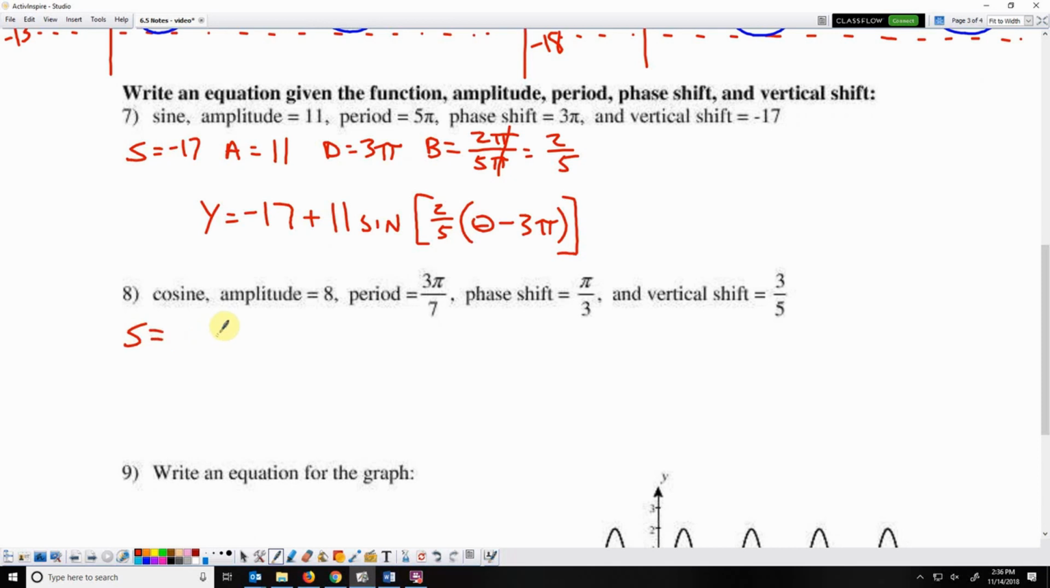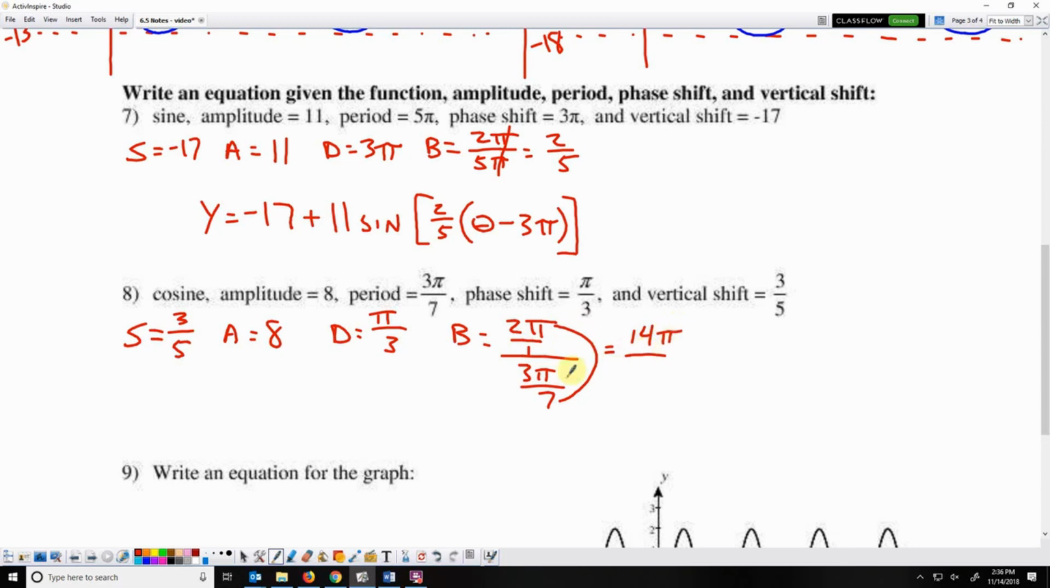Okay, again, S, A, D, and V. Vertical shift, 3/5. That's my sinusoidal axis. Amplitude, 8. Displacement, phase shift, pi over 3. V is 2 pi over the period. I'm going to put that over 1 over 3 pi over 7. 14 pi over 3 pi. So V is 14/3.